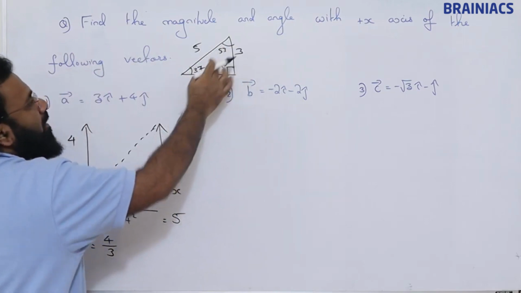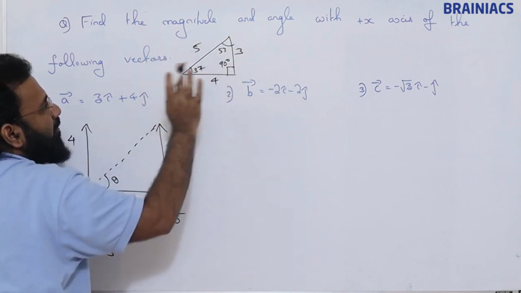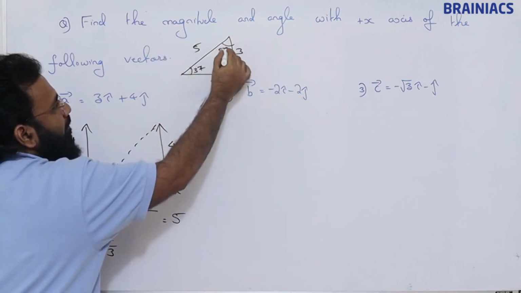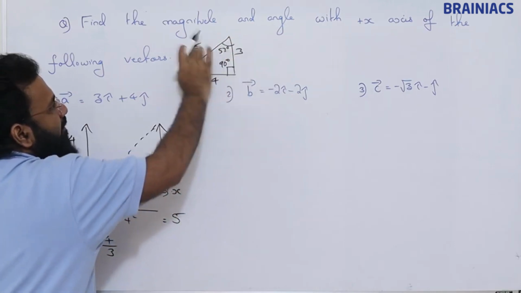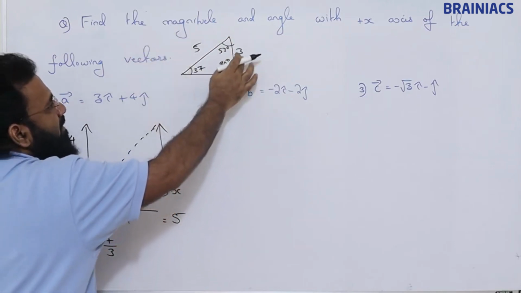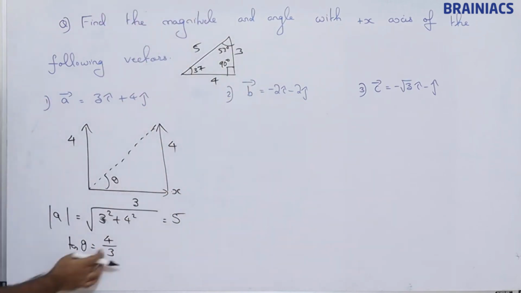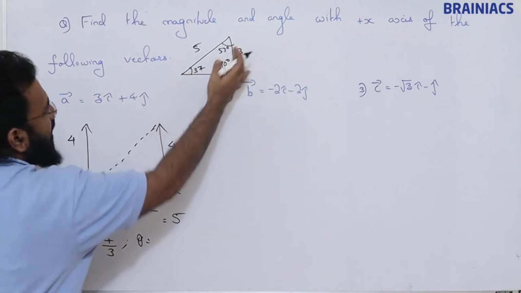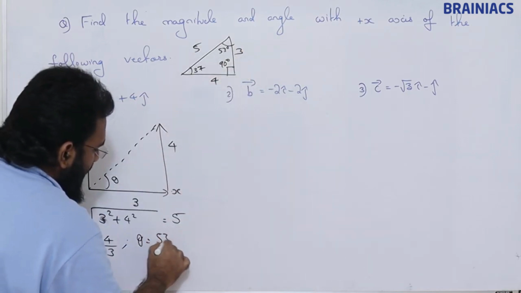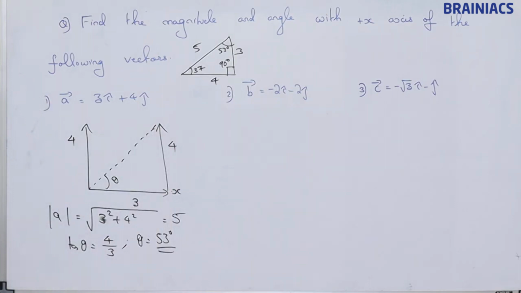Same way, sine 53 is 4 by 5, cos 53 is 3 by 5, tan 53 is 4 by 3. Remember this. So tan theta is 4 by 3 means theta is nothing but opposite by adjacent side. This is going to be 53. So remember this triangle. A lot of places this will come. Clear?